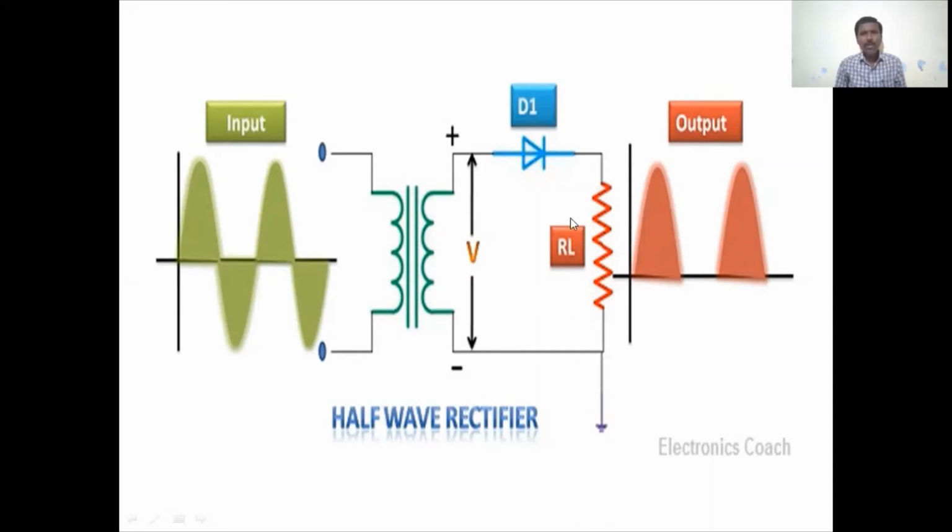We can collect the output voltage at these two terminals of the load resistor. This is the input AC voltage, and these are the output signals collected at the load resistor. This is one positive cycle and this is another positive cycle. That is nothing but a half wave rectifier. One positive cycle and one negative cycle together are called a full cycle.